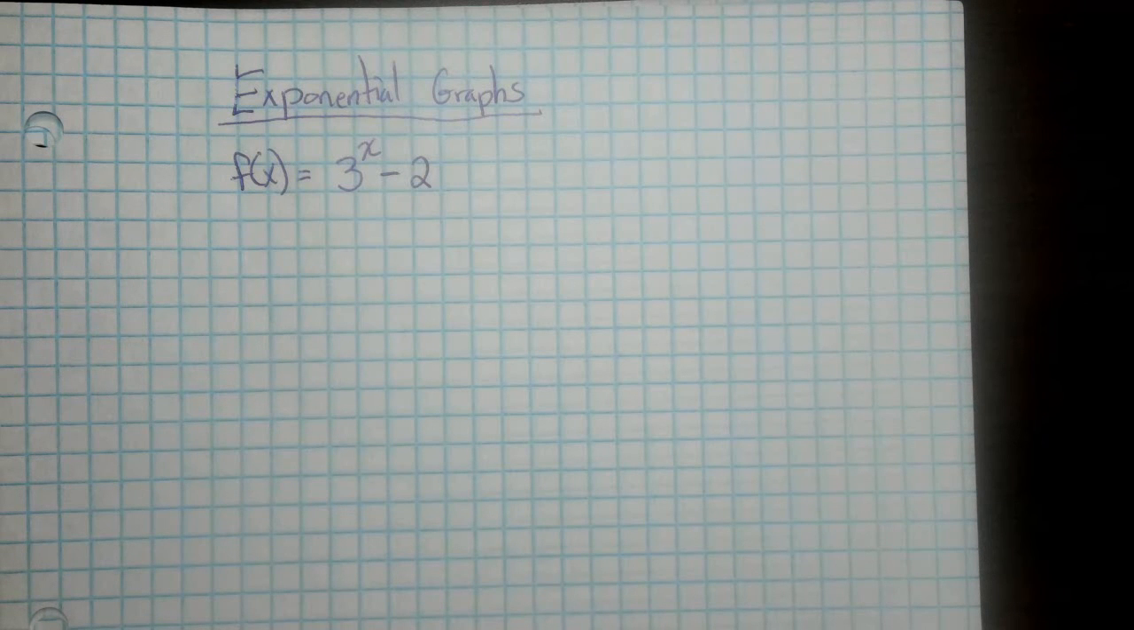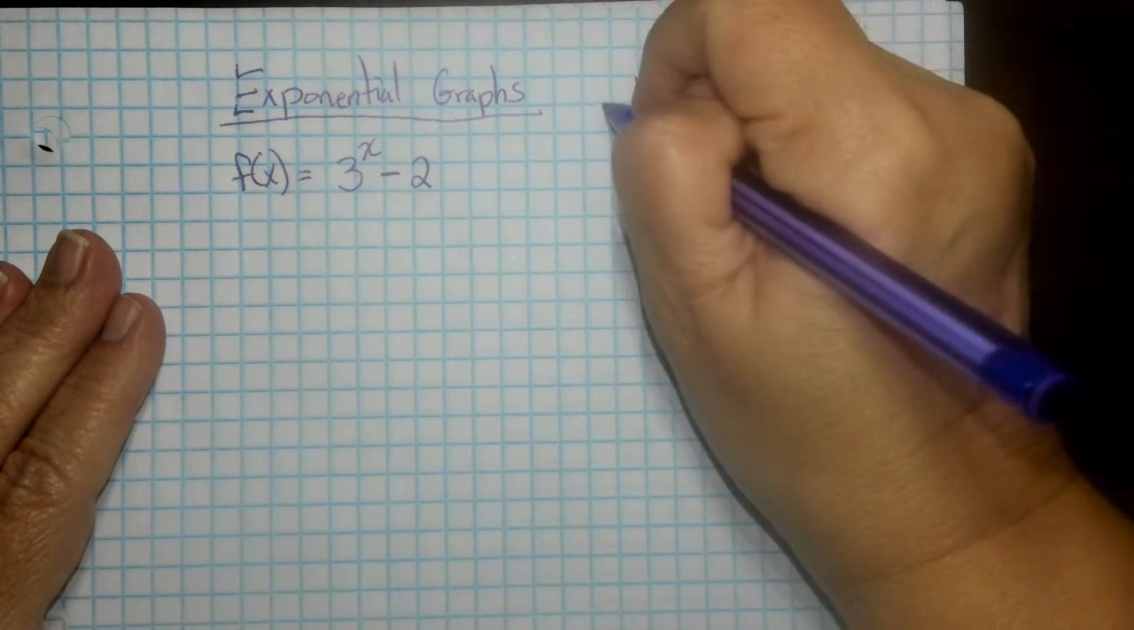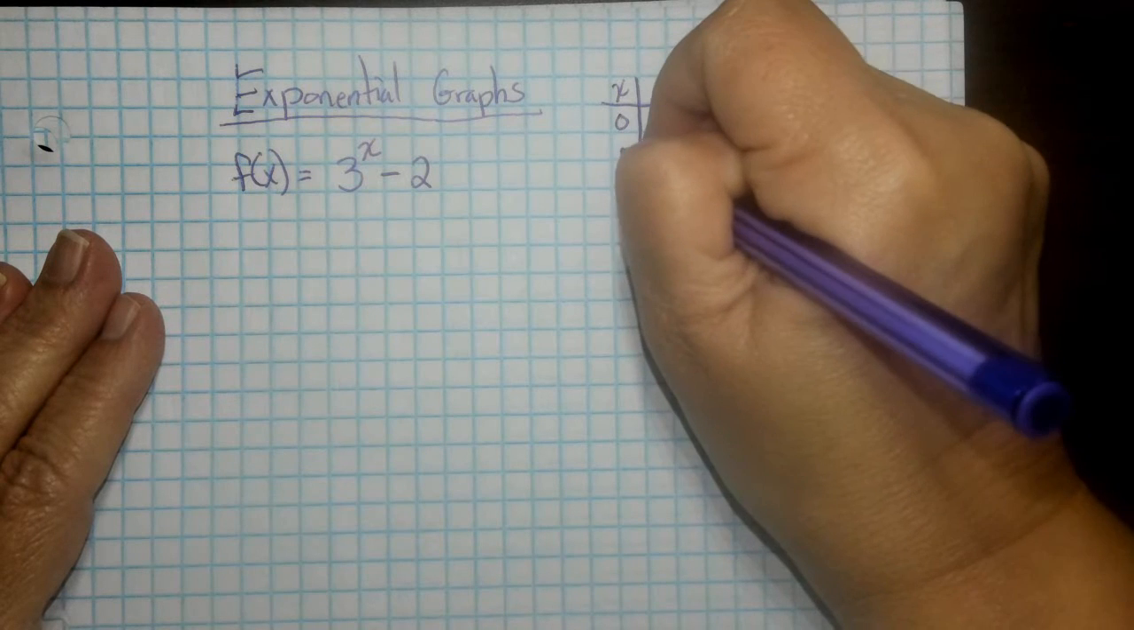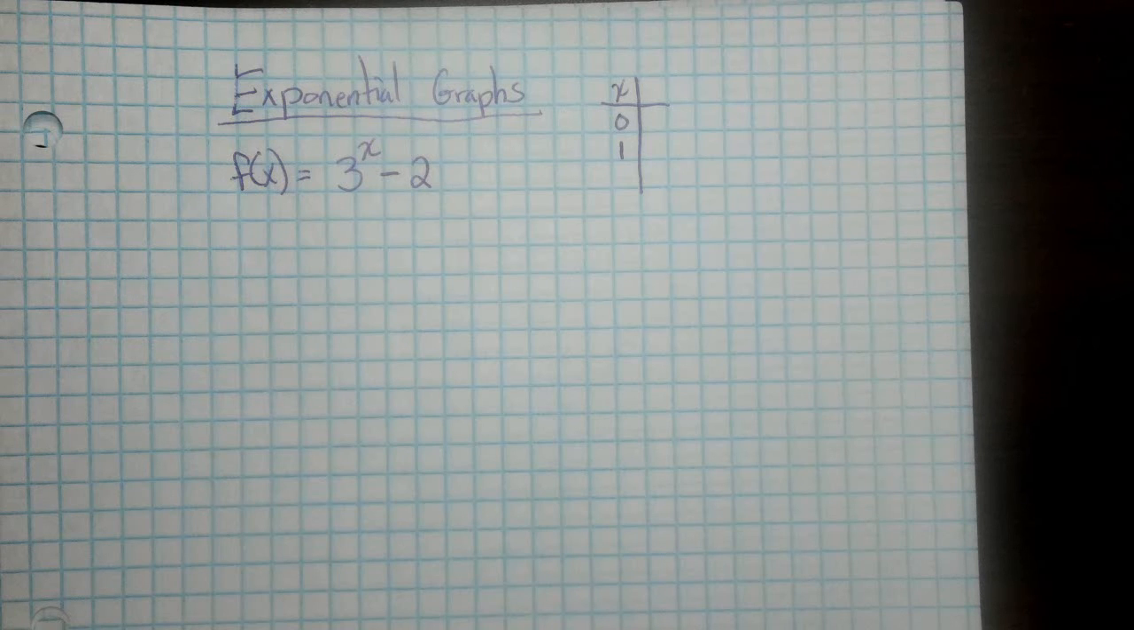Alright, so we're going to look at this exponential function f of x equals 3 to the x minus 2. My suggestion when you're working with exponential graphs is to always check what about when x is 0 and what about when x is 1. Those are 2 points that are going to be very helpful in giving you the basic shape of your graph.